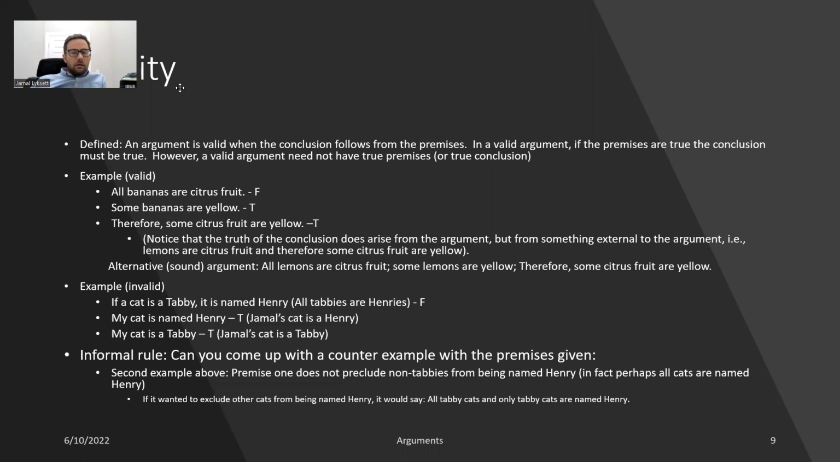Okay, what about an invalid one? If a cat is a tabby, it is named Henry. Or another way of putting this, all tabbies are Henrys. My cat is named Henry, right? So Jamal's cat is a Henry. Therefore, Jamal's cat is a tabby.